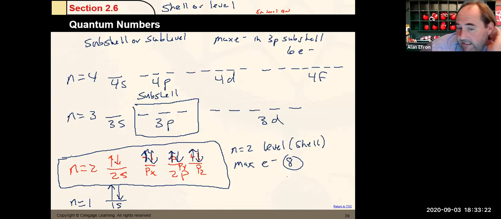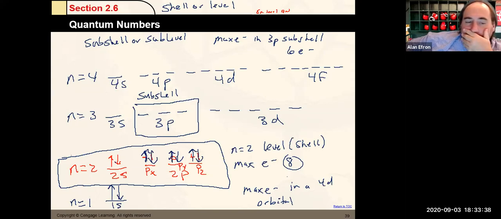Now, if I said, how many electrons can we put in a 4d orbital? Take a second and think about it. The answer actually is 2. And that's usually the trick question that sometimes comes about. Remember that every individual orbital, no matter if it's a 3d orbital, 4d orbital, 4p orbital, or 4f orbital, can only hold 2 electrons.